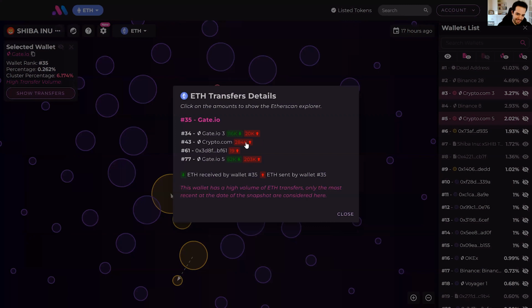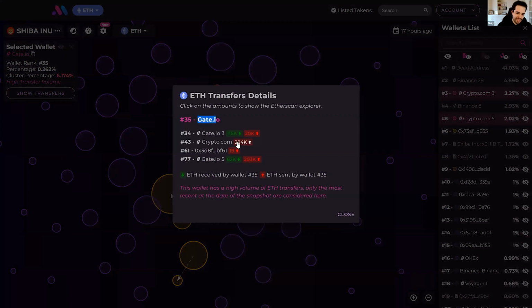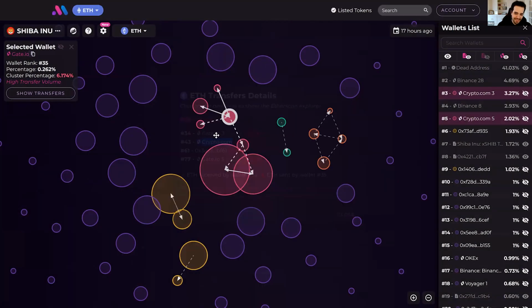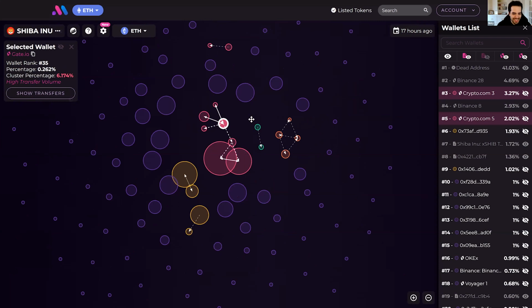Well, you can see this here: Gate.io sending 284,000 Ethereum to Crypto.com. And this is why they're forming this cluster there. So that was just a detail. Essentially this cluster is centralized exchanges.